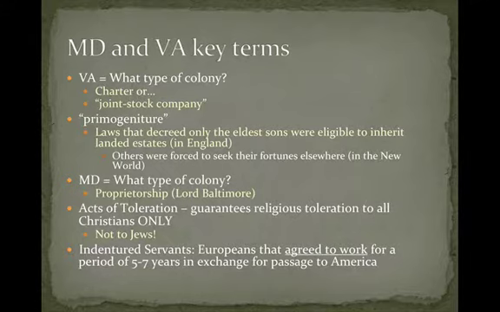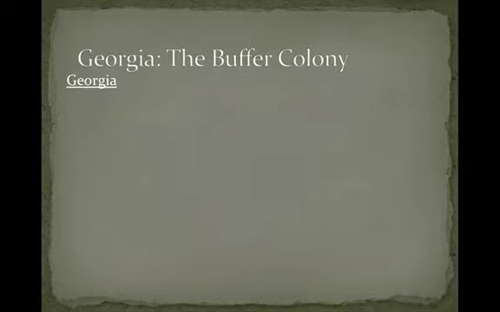In this particular area, we're also going to see the rise and the importance of what we call indentured servants. These are going to be defined as Europeans that are going to agree to work for a period of 5 to 7 years in the New World in exchange for passage to America. So in other words, they're going to agree to work for these people for a period of time between 5 to 7 years.